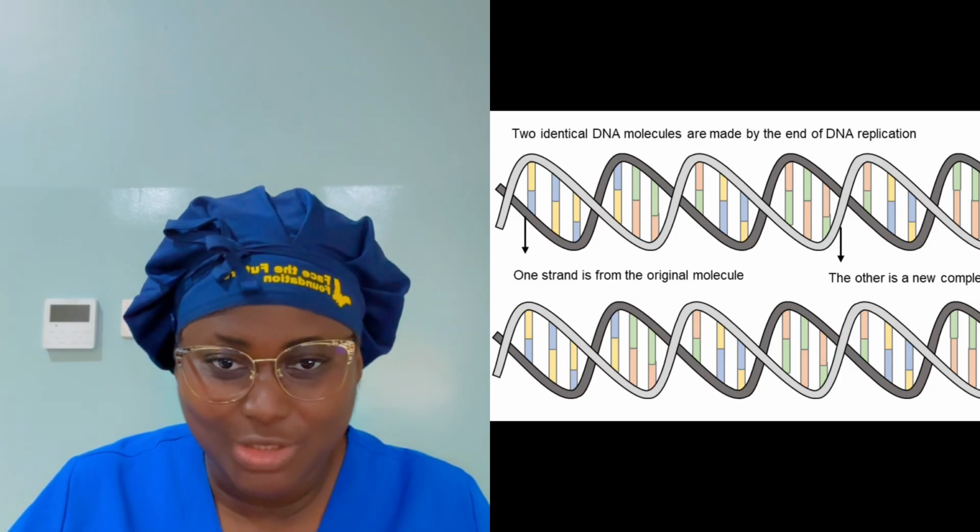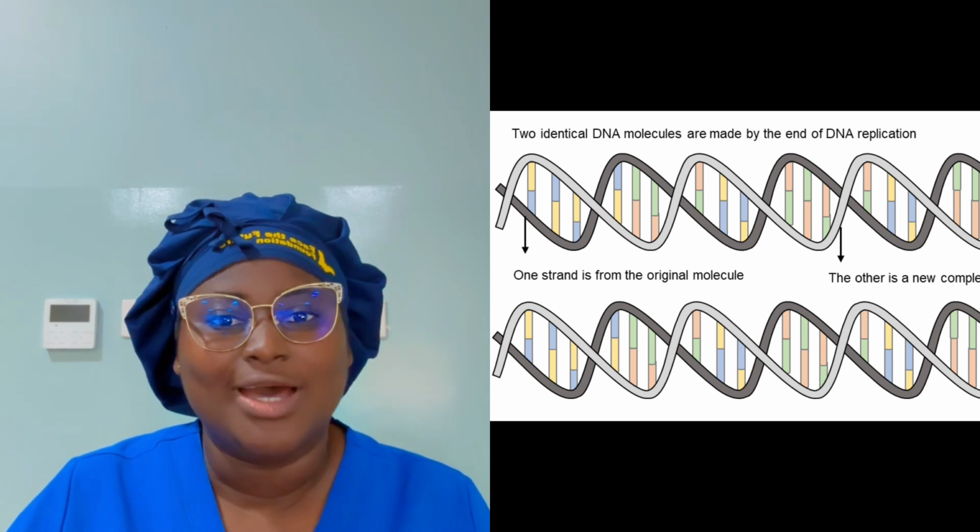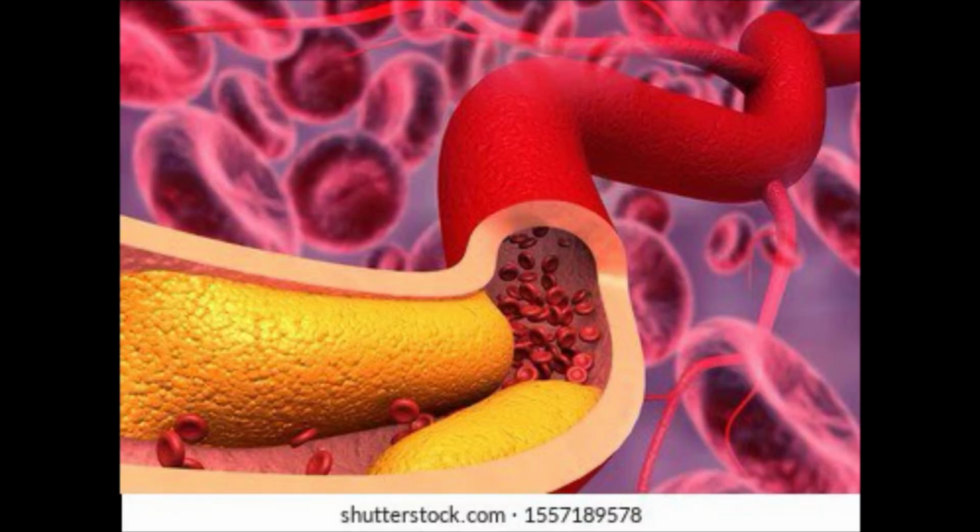Then we have hereditary. Once it's in the family, the chance of getting it is very high. We have obesity and overweight. The fat narrows your blood vessels, making it very difficult for the heart to pump blood through the blood vessels. Then we have lack of exercise. Once you don't exercise, fat will build up in the system and in the blood vessels. We have tobacco use or vaping.